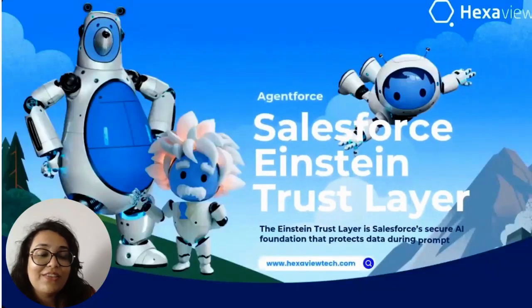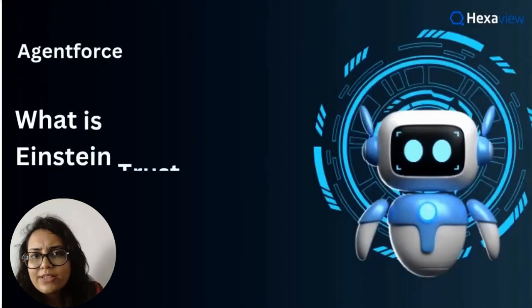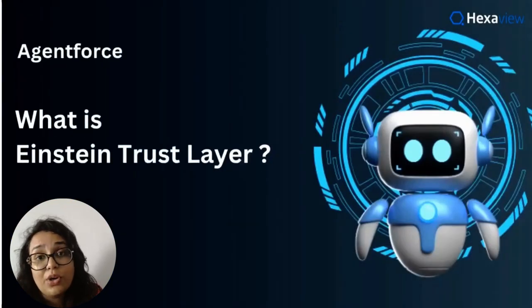Hey, today we are diving into Salesforce Einstein Trust Layer. What is an Einstein Trust Layer? So, as the name suggests, it's a layer of trust which is built within Salesforce so that your data remains safe, making sure that you are not sharing your company's secrets or customer data with these large language models, LLMs. Let's take an example.